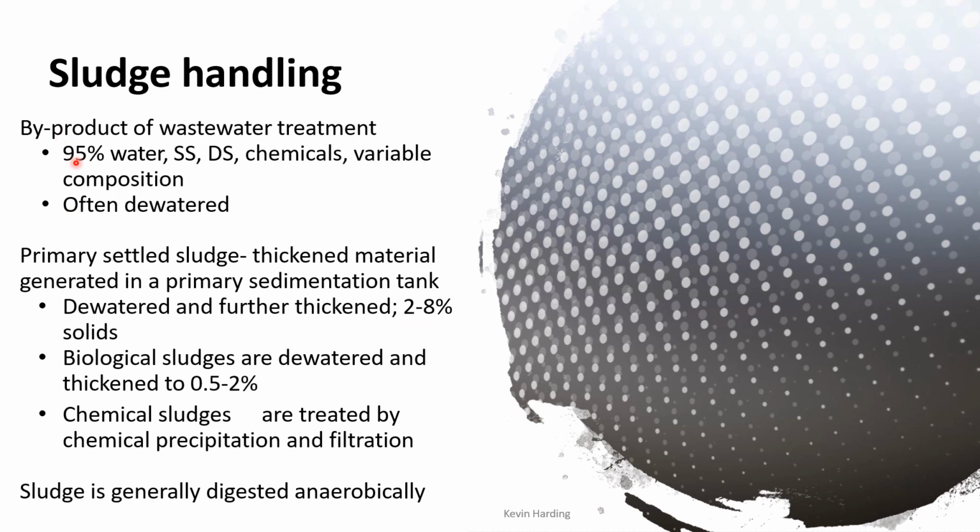Sorry, hang on. That 95%, sorry, I'm getting myself confused now. That 95% water is how much water is in the solids when it gets to the solid handling. We haven't thickened it yet. After dewatering and thickening, we can get up to 2.2 to 8% solids. So this is still a fairly wet sludge.